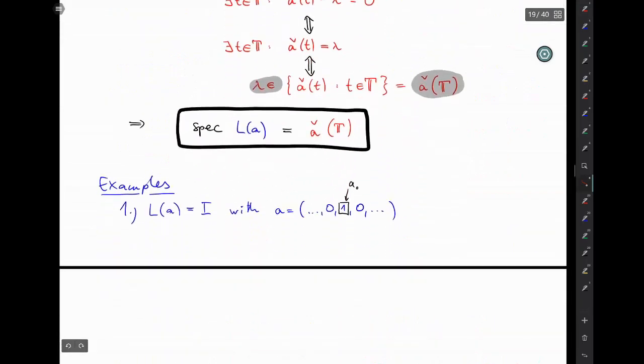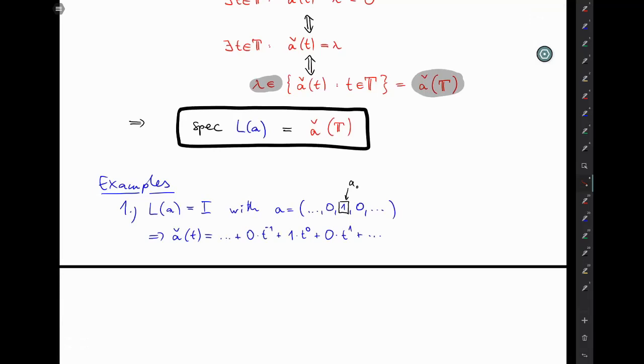Okay, nothing easier than that. So you just multiply each entry of your a sequence with the corresponding power of t, and then you add up. But there's only one non-zero entry here, so that gives you 1 times t to the power of 0, because that was position 0. Okay, and if you do the maths, then you get 1 times 1, which is 1. So this is a constant function. In particular, it doesn't have any zeros, so the operator must be invertible. It's not that big of a surprise.